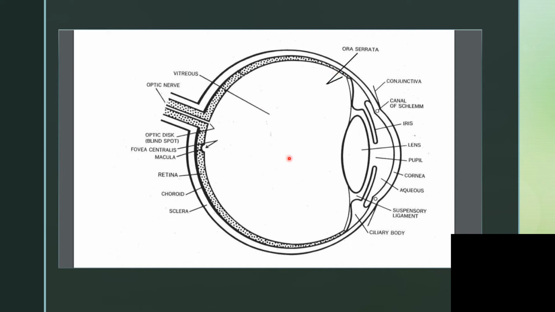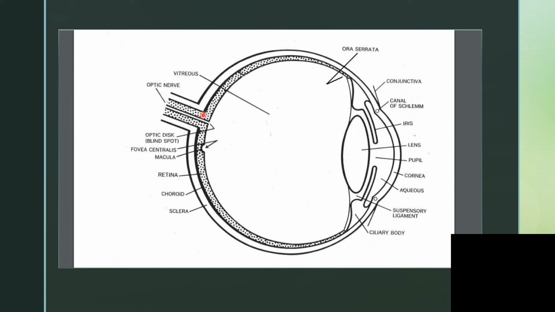Then we have the vitreous humor, which is the jelly-like substance that fills the posterior segment of the eye. It is behind the lens. It provides nutrients to the lens, and it supports the retina. We have the optic nerve. It's a bundle of fibers that carry vision-related impulses from the retina to the brain.